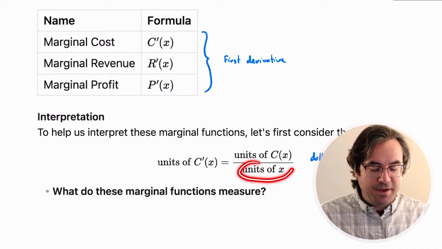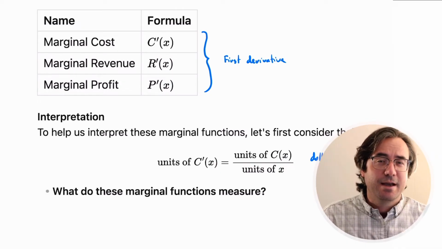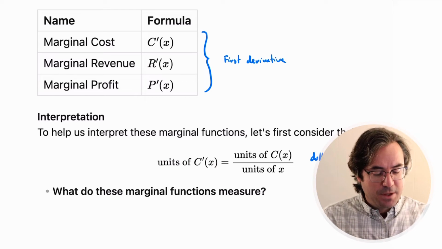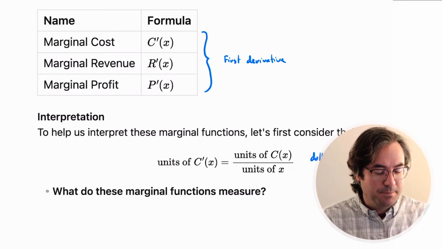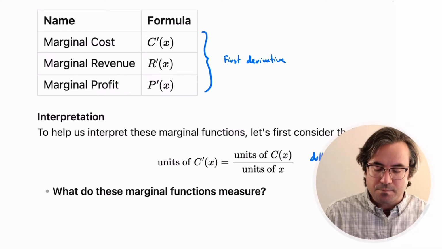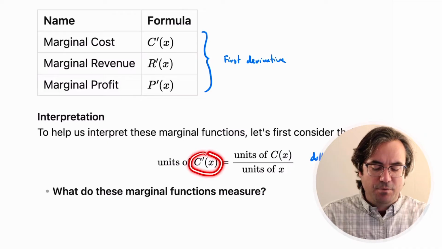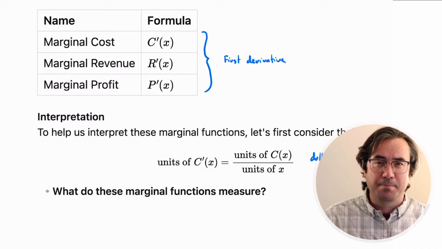And for the units of X, well, in this case X is measuring how many items we're producing. So X is the number of items. So our units here are going to be dollars per item. All right, so that gives us an idea of what the units are for C prime. It's telling us dollars per item.